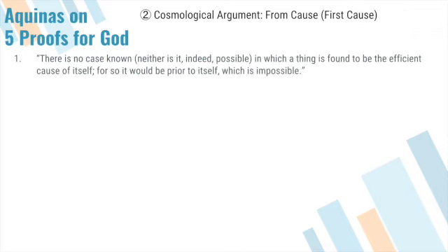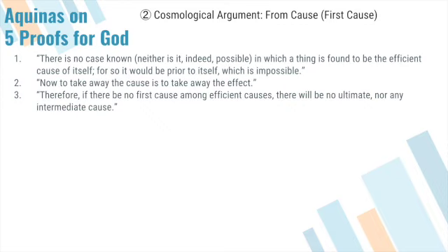First, he says, there is no case known, neither is it indeed possible, in which a thing is found to be the efficient cause of itself. For so it would be prior to itself, which is impossible, right? This is just stating the obvious logical fact that cause and effect happens. Now, to take away the cause is to take away the effect. Obviously.